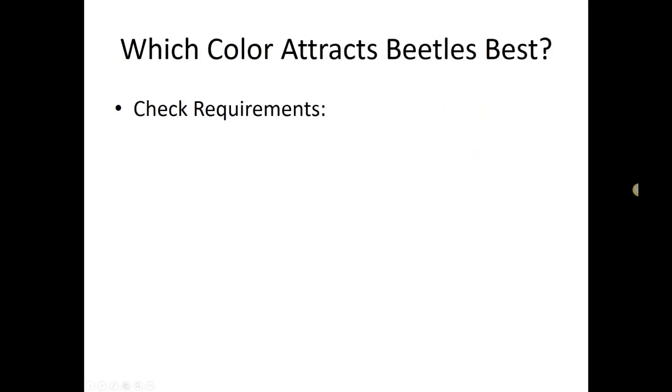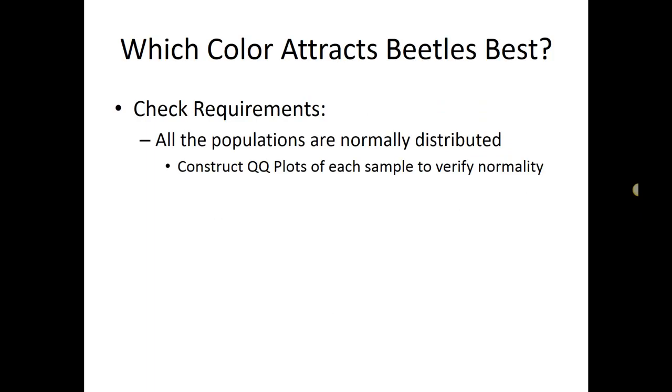The first thing we need to do is check our requirements. The first requirement is that all the populations are normally distributed. To check this, we're going to construct QQ plots of each sample to verify normality.